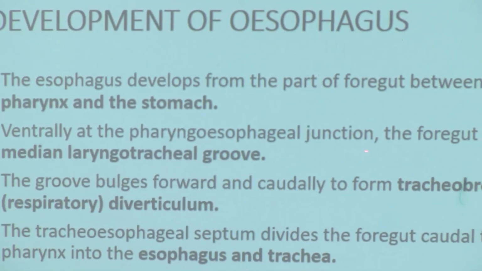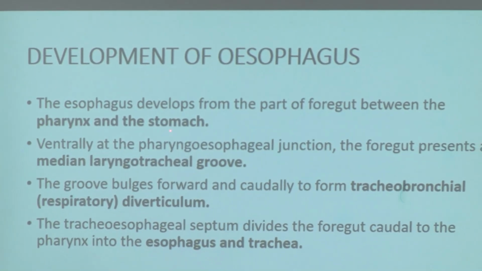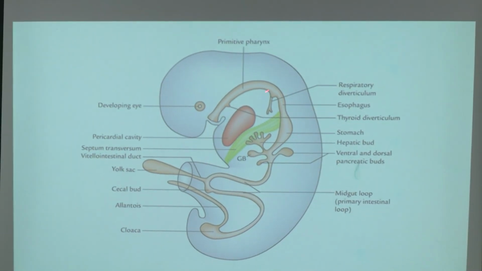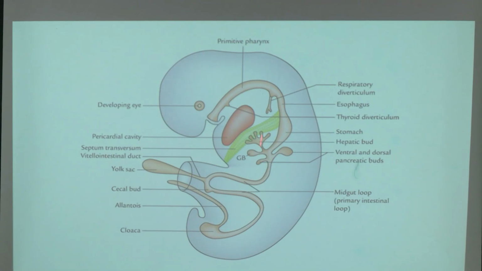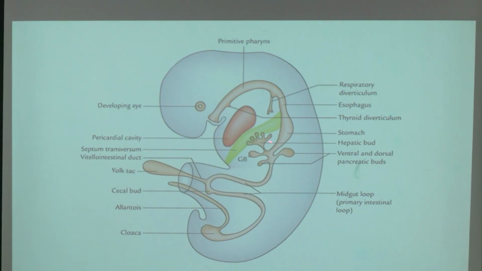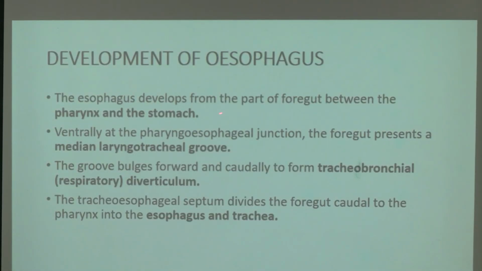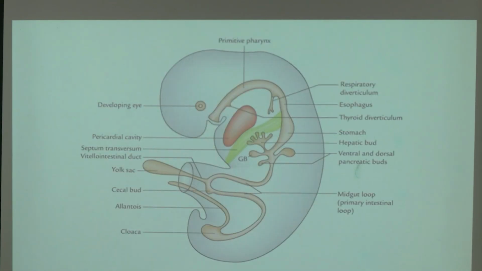The esophagus develops from the part of foregut that is present between the pharynx and the stomach. Okay, look at this diagram. This is your gut tube. From here to here, it is your foregut. From this point to almost this point, it is your midgut, and from this region to this region, it is your hindgut. Okay, so your esophagus develops from the part of foregut that is present between the pharynx and the stomach.